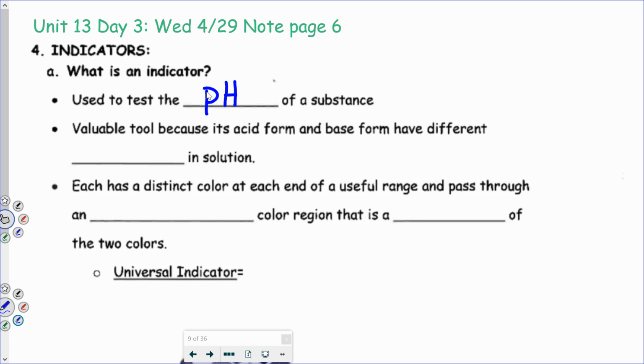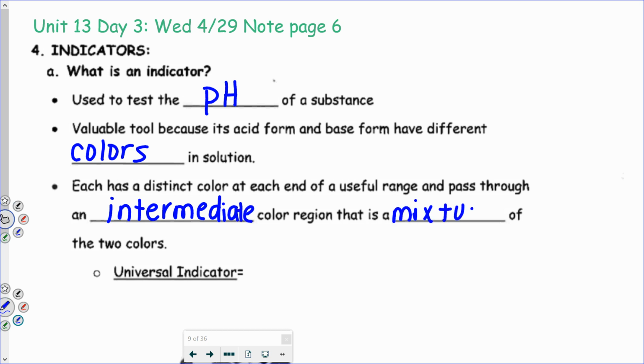Now, this is a valuable tool because the acid form and the base form have different colors when they are put into an indicator solution. So there's going to be different colors involved. Each indicator has a distinct color at the end of a useful range, and it passes through an intermediate region that is a mixture of the 2 colors.